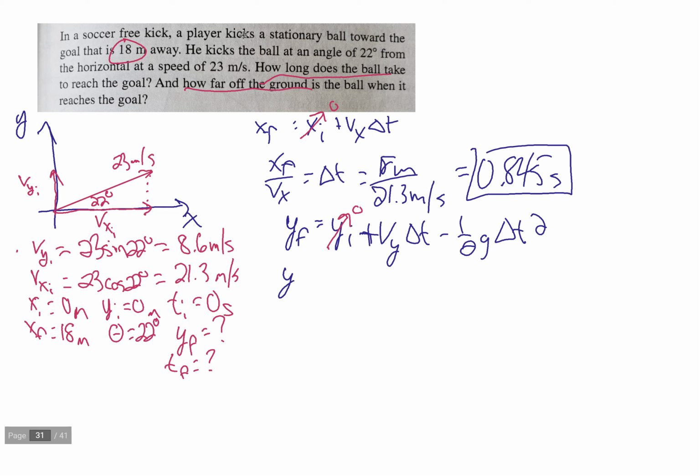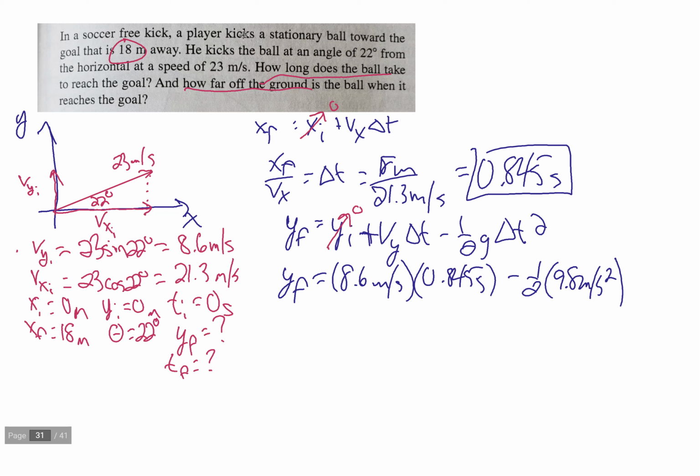So we have y sub f equals, velocity in the y direction we calculated was 8.6 meters per second. Delta t we just calculated, 0.845 seconds, minus 1/2 g, which is 9.8 meters per second squared. And then delta t again is 0.845 seconds. This is squared. Type all that in your calculator, and we'll see what we get.